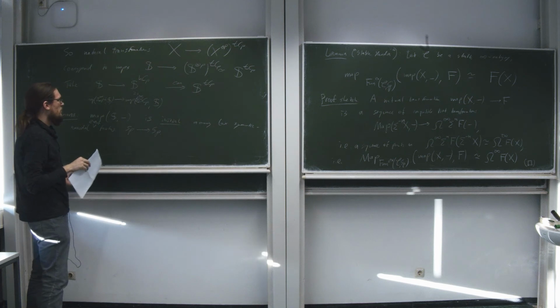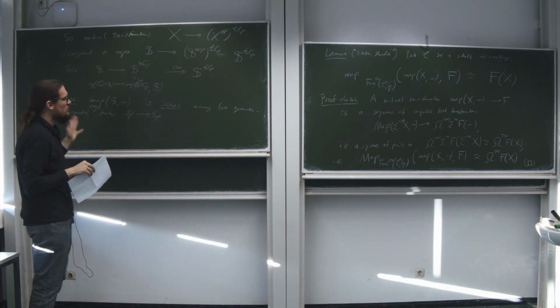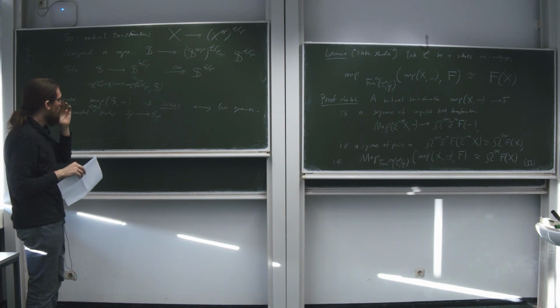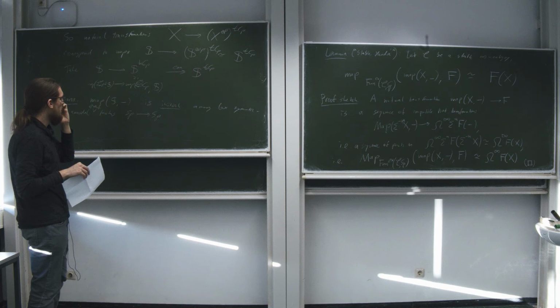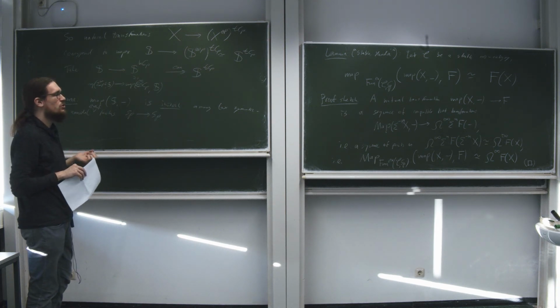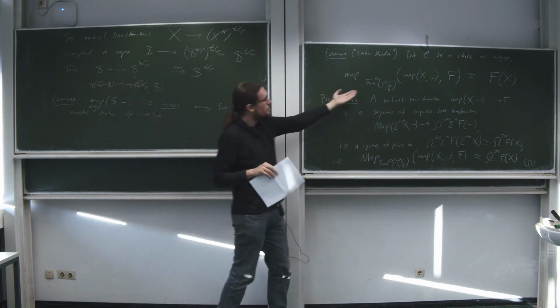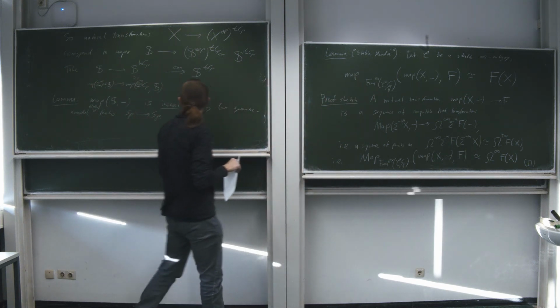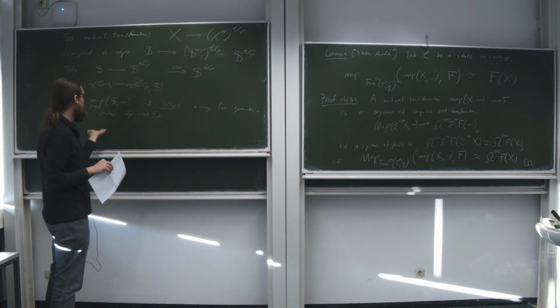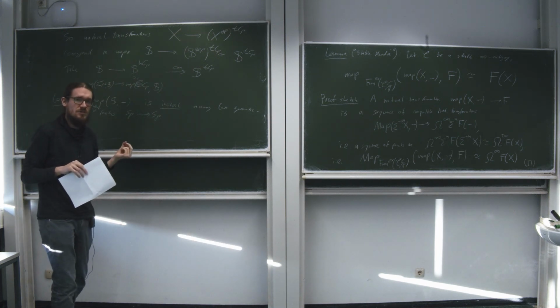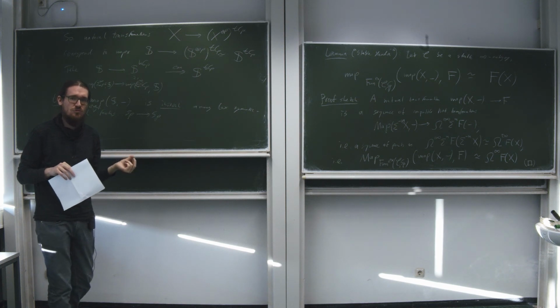Right, and I'll not prove this, but I will remark that this boils down to understanding the Day convolution monoidal structure on this functor category. Because it turns out, one way to think about what lax symmetric monoidal functors are is that they are algebras with respect to this Day convolution monoidal structure.